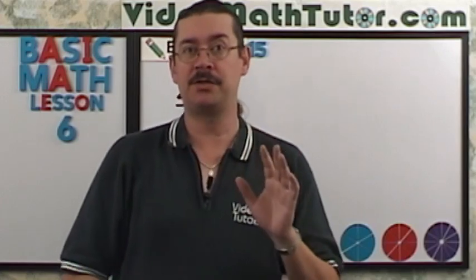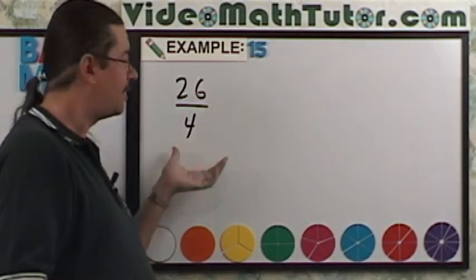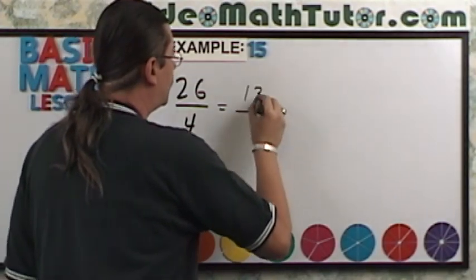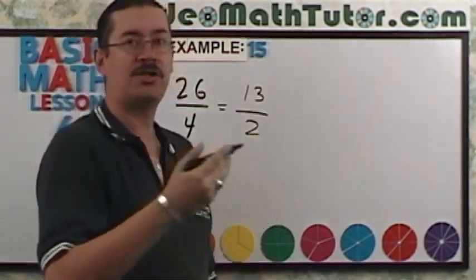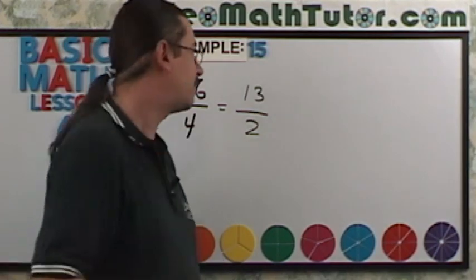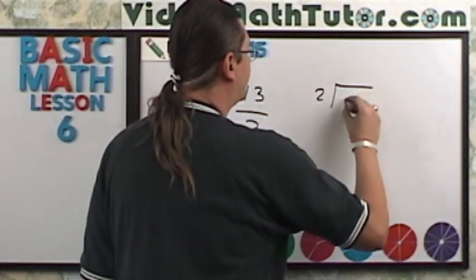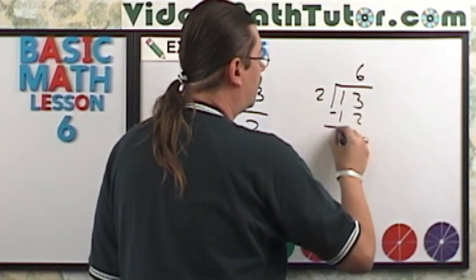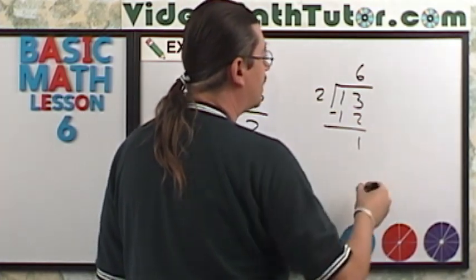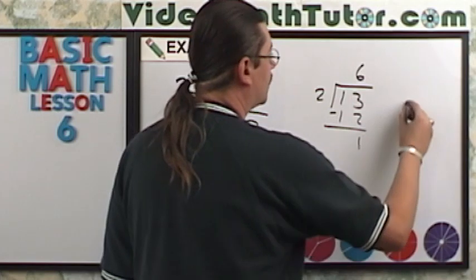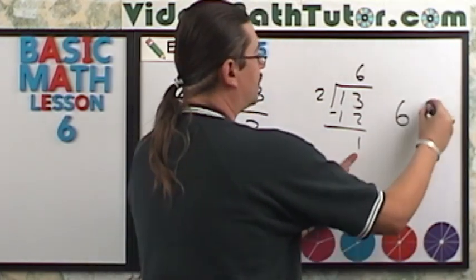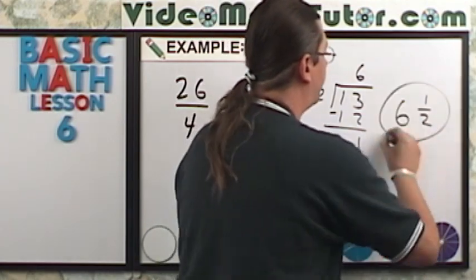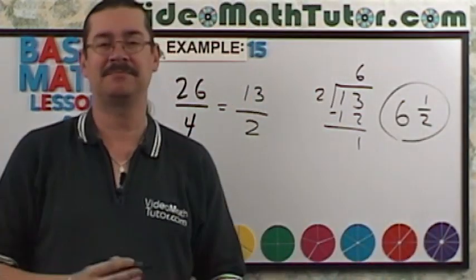By the way, I could have reduced my fraction first, because I notice everything is even, so this is really just 13/2. And now change that into a mixed number. So you're going to have 2 on the outside, 13 on the inside. 2 times 6 is 12. My remainder is 1. Now make this a mixed number. So this would be 6. My remainder is the numerator, and there's going to be my denominator. Same thing.